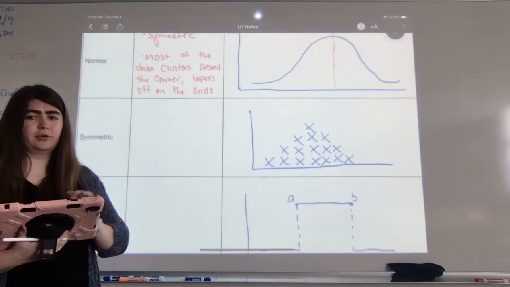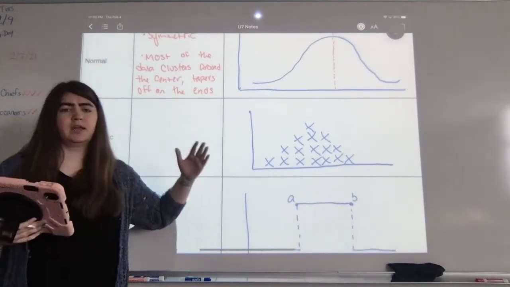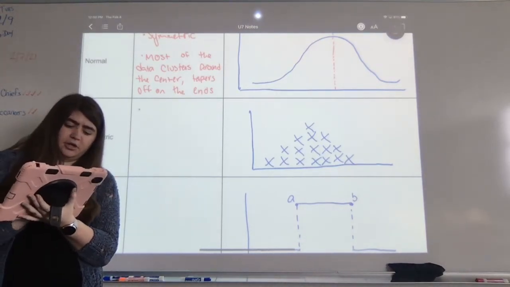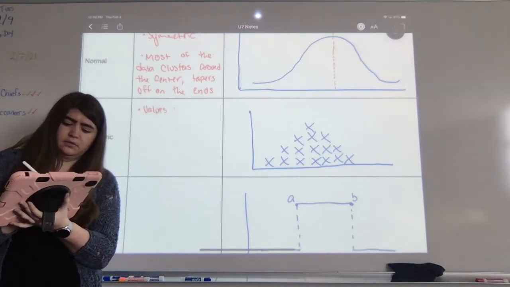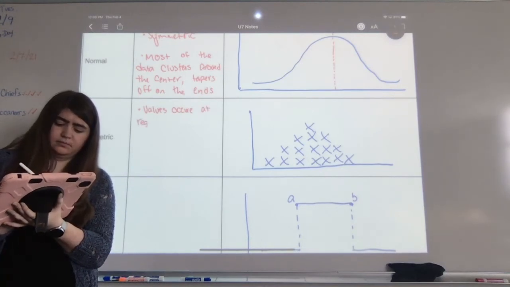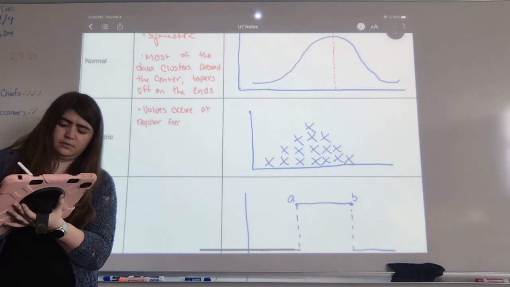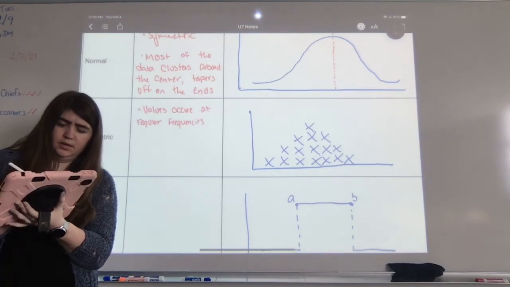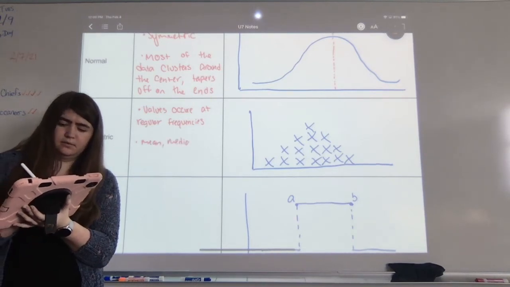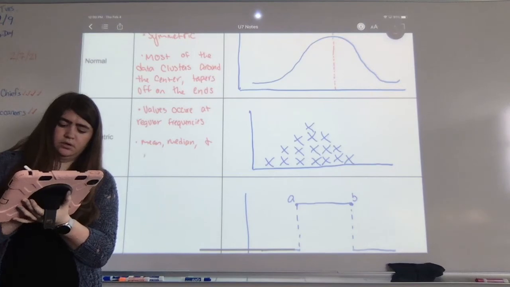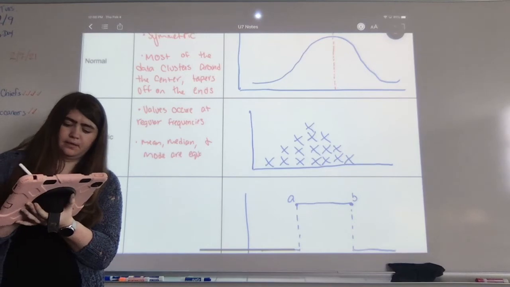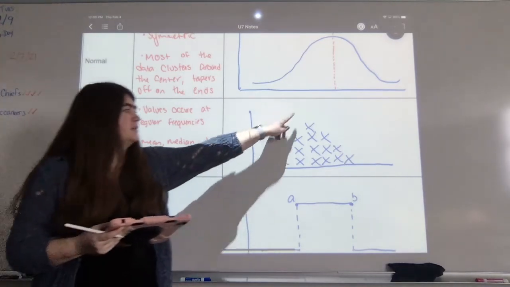And the symmetric distribution means that it is even on both sides of our data. So as some descriptors, values occur at regular frequencies, and the mean, median, and mode are all equal and would be right in the center column.